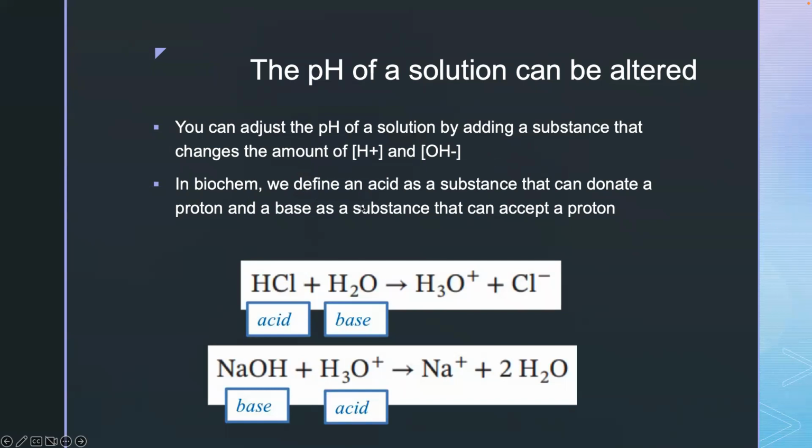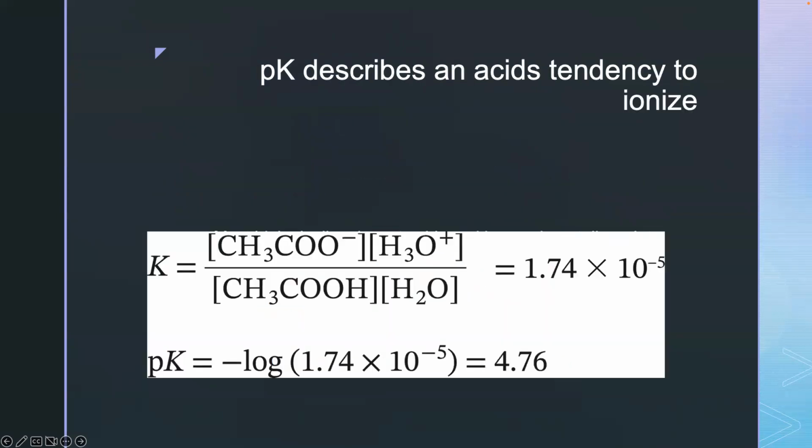And in biochem, we define an acid as a substance that can donate a proton, and a base is a substance that can accept a proton. And so in biochem, we think of weak acids like acetic acid that's going to dissociate to a small degree and only release a few hydrogen ions. It doesn't dissociate too much. So we're going to call that a weak acid.